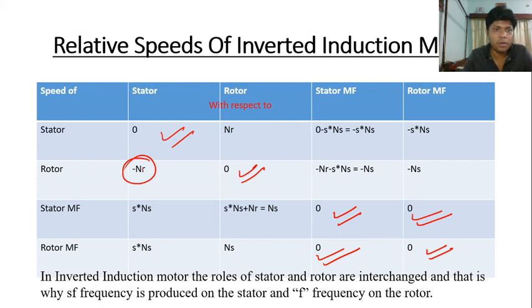Why here is the speed of rotor minus nr? Because in case of an inverted induction motor, the direction of the rotating magnetic field and the direction of the rotor are opposite. That's why the speed of the rotor with respect to stator here is minus nr. Speed of the stator magnetic field with respect to stator is s into ns, and the speed of the rotor magnetic field with respect to stator will also give the value of s into ns, because this expression we have already derived in the previous slide of this PPT, right? So this is all about the relative speed of the inverted induction motor.